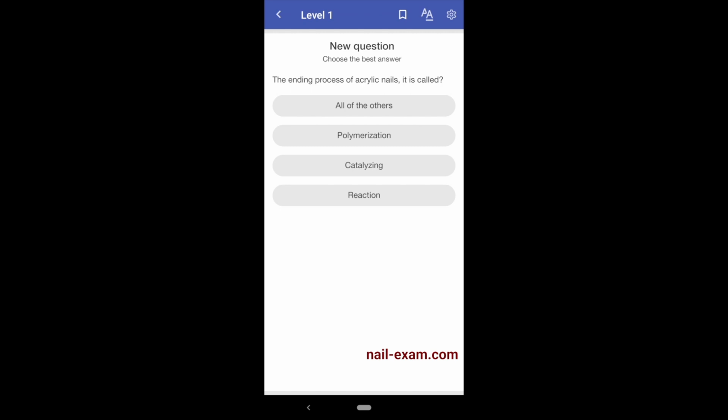The ending process of acrylic nails is called. Answers: A. All of the others. B. Polymerization. C. Catalyzing. D. Reaction. The answer is B.